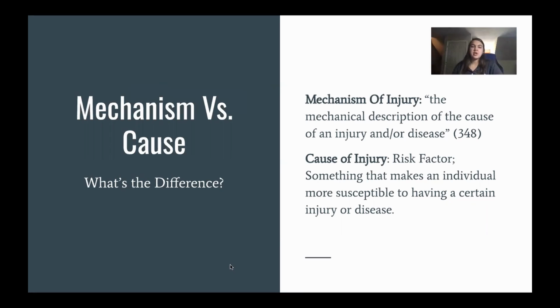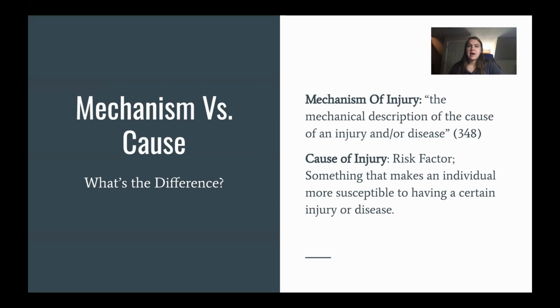So first, I just want to differentiate the difference between a mechanism and cause, because I think in this situation, they're a little bit different and it's important to state. So mechanism of injury, as described in my athletic training textbook, is defined as the mechanical description of the cause of an injury and or disease. In this situation, I think cause of injury would be more described like a risk factor. So, something that makes an individual more susceptible to having a certain injury or disease.